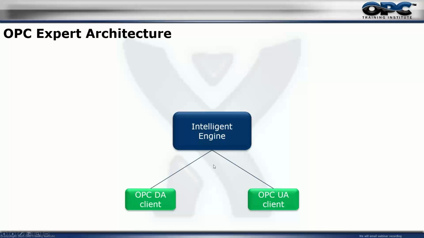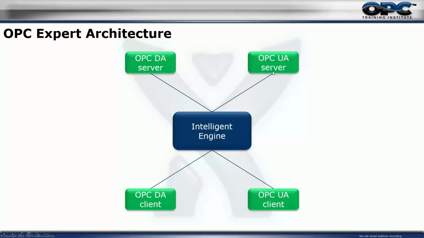Let me show you the architecture here for OPC Expert. Now, what I'm going to show you is what is inside OPC Expert. So when you get OPC Expert, when you download it, this is what you'll have inside. And we begin with an OPC DA client and a UA client. So this is how OPC Expert ingests the data. So it comes in via OPC DA or OPC UA. And that information goes into OPC Expert's intelligent engine and then comes out via OPC DA and OPC UA.